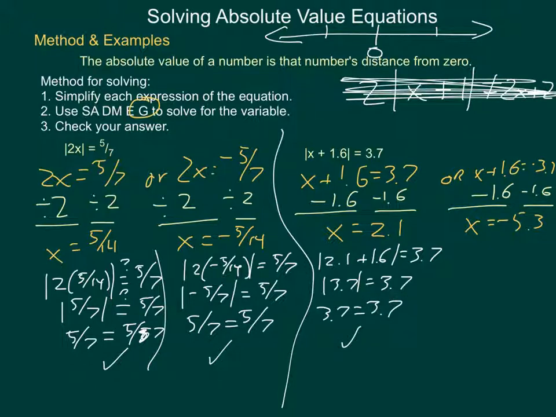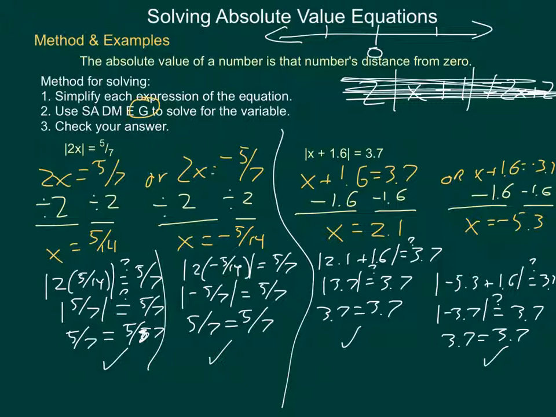That works. Right-hand equation, I should say, absolute value of a negative 5 3/10 plus 1 6/10 is supposed to equal 3 7/10. A negative 5 3/10 plus 1 6/10 equals a negative 3 7/10. And we're wondering, does that absolute value equal 3 7/10? Absolute value of a negative 3 7/10 is 3 7/10, and sure enough, that equals 3 7/10. So again, both work. Let's take a look at a couple more involved examples.